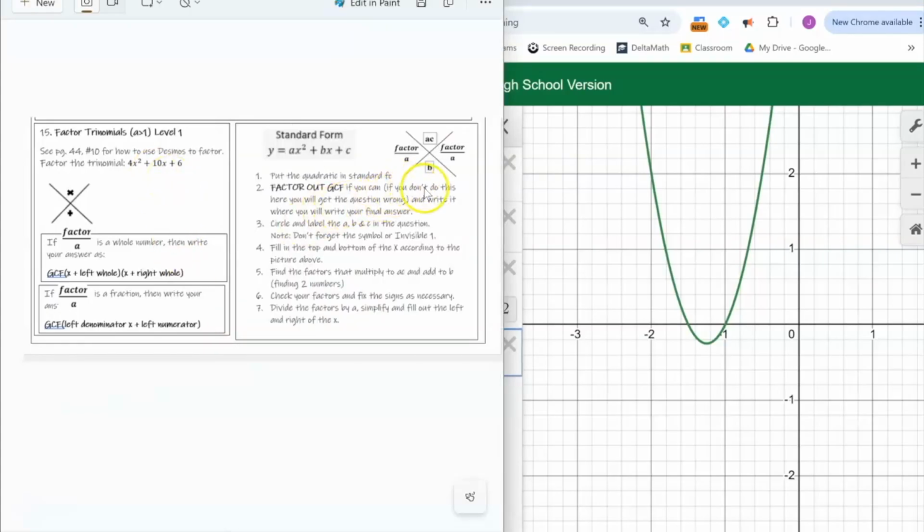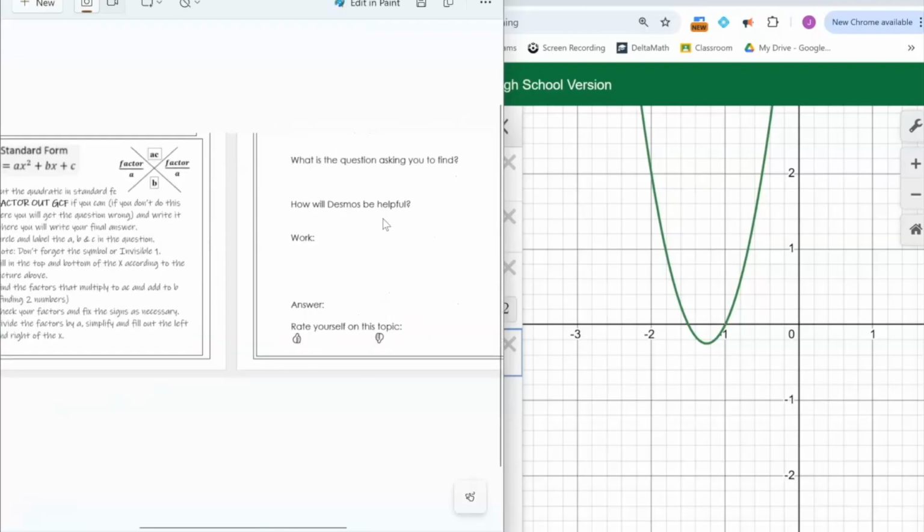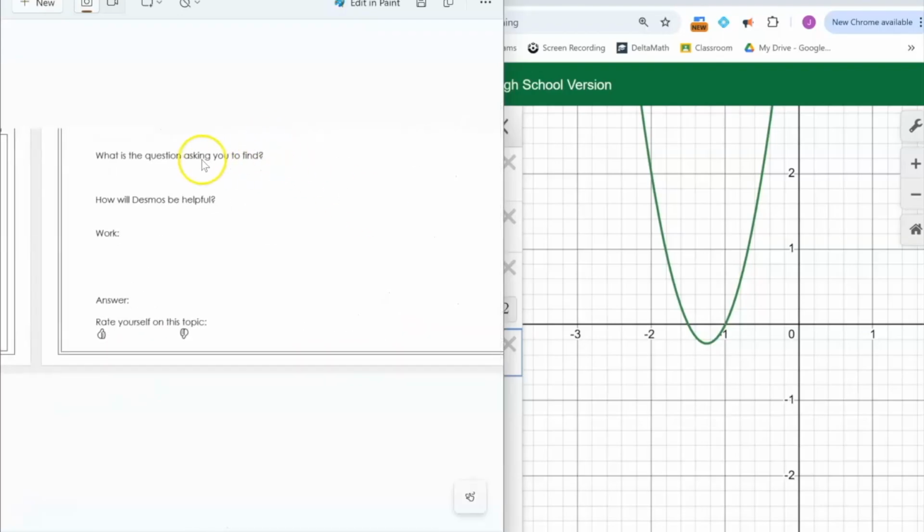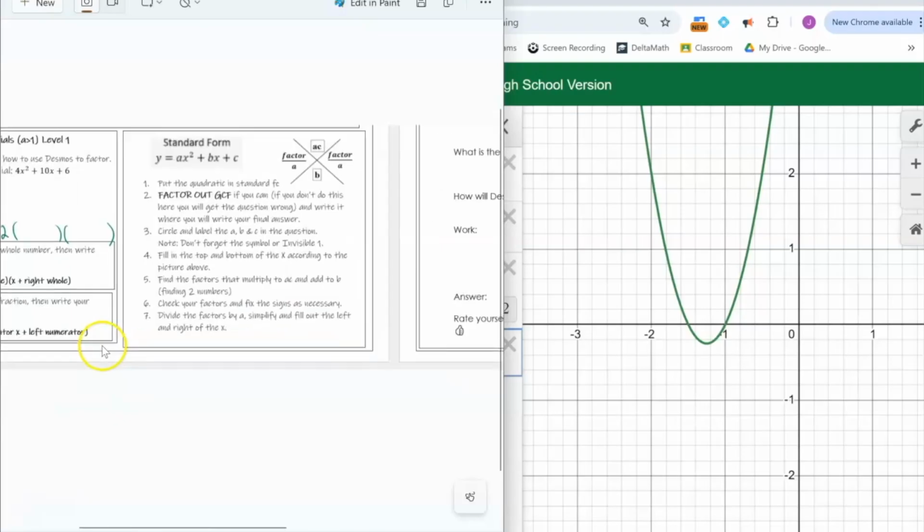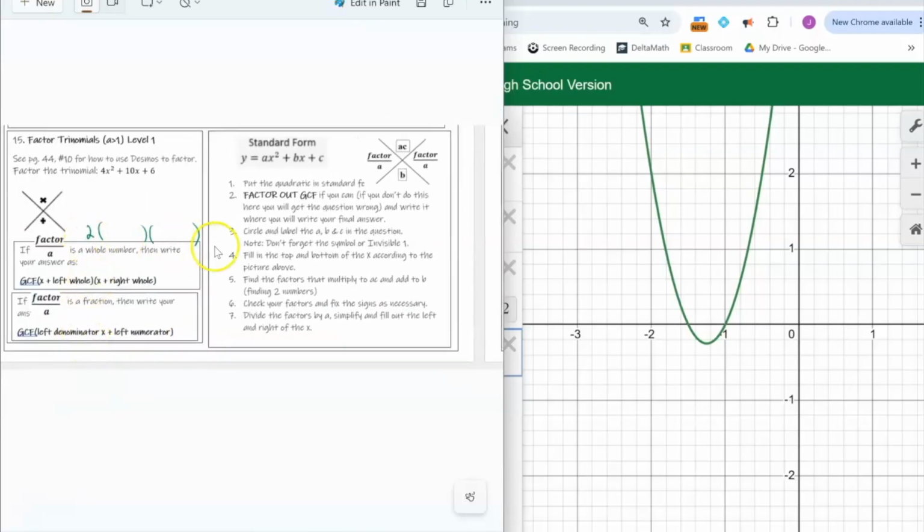And then it says, if you don't do this here, you'll get the question wrong. And write it where you will write your final answer. So we're going to go ahead and write it. So my answer is going to be 2. And I have 2 answer places right here. I'll just put it right here. Okay, so just write it where you put in the answer. And you could write it over here as well. You know, what's the question asking you to find? Your work, your answer, and rate yourself. Okay, so boom. I put it right there. I can forget about it.